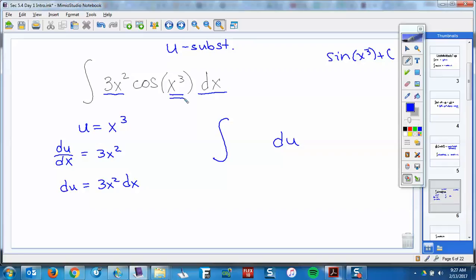Okay, and what about this thing in here with the double underline? Couldn't I put a u there? And what about the cosine? Oh, I'll just bring it along. So this is cosine u. Doesn't that make sense? Look what I just did. I substituted everything out.